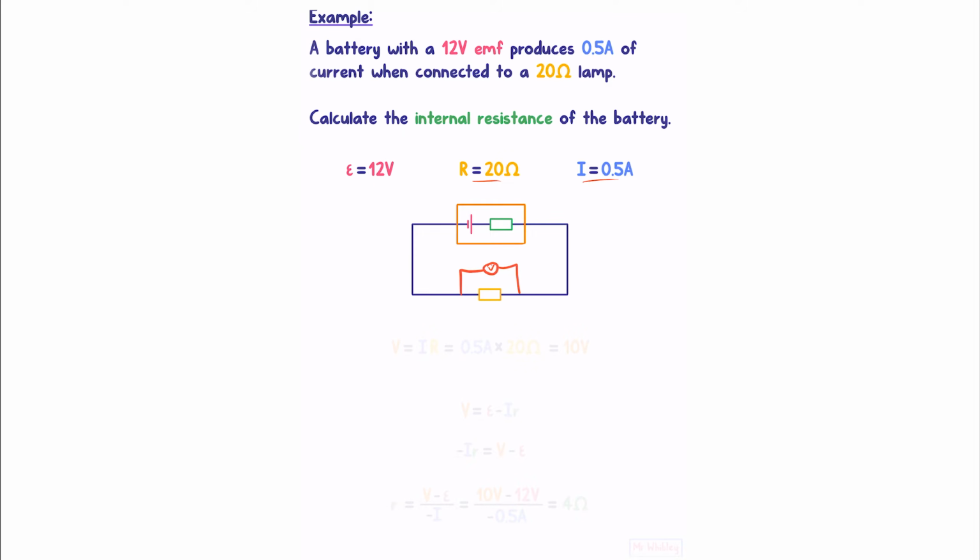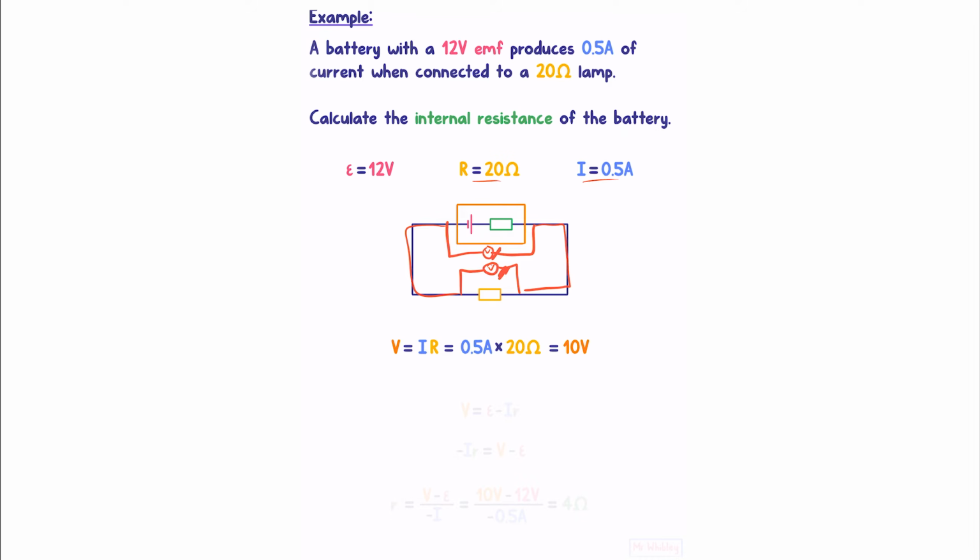That is to say, if we were to put another voltmeter across our terminal, then the value on both of these voltmeters would be the same, because there's nothing but conductor between their probes. So to find our terminal voltage, our voltage across the lamp, we just use Ohm's law, V equals IR, put in those numbers, which gives us 10 volts.